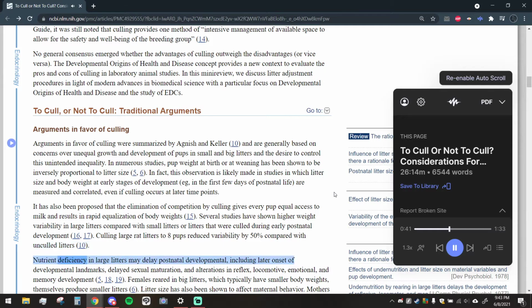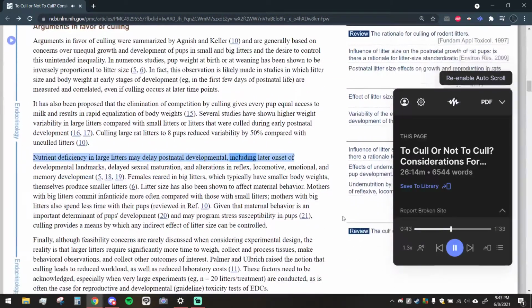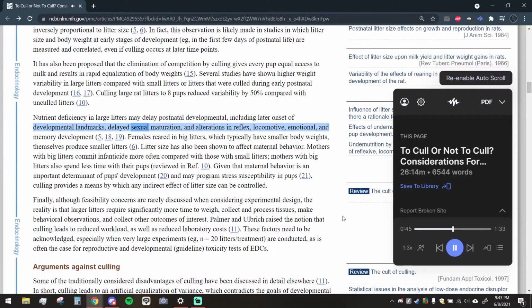Nutrient deficiency in large litters may delay postnatal development, including later onset of developmental landmarks, delayed sexual maturation, and alterations in reflex, locomotive, emotional, and memory development. Females reared in big litters, which typically have smaller body weights, themselves produce smaller litters. Litter size has also been shown to affect maternal behavior. Mothers with big litters commit infanticide more often compared with those with small litters. Mothers with big litters also spend less time with their pups. Given that maternal behavior is an important determinant of pups' development, and may program stress susceptibility in pups, culling provides a means by which any indirect effect of litter size can be controlled.